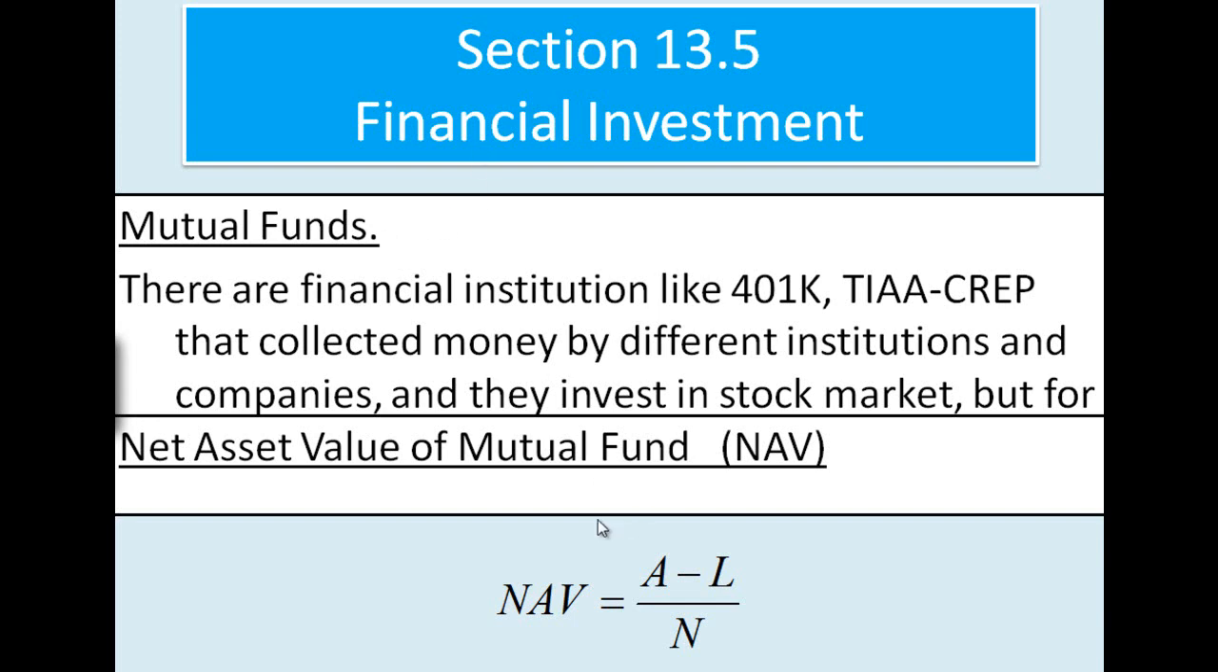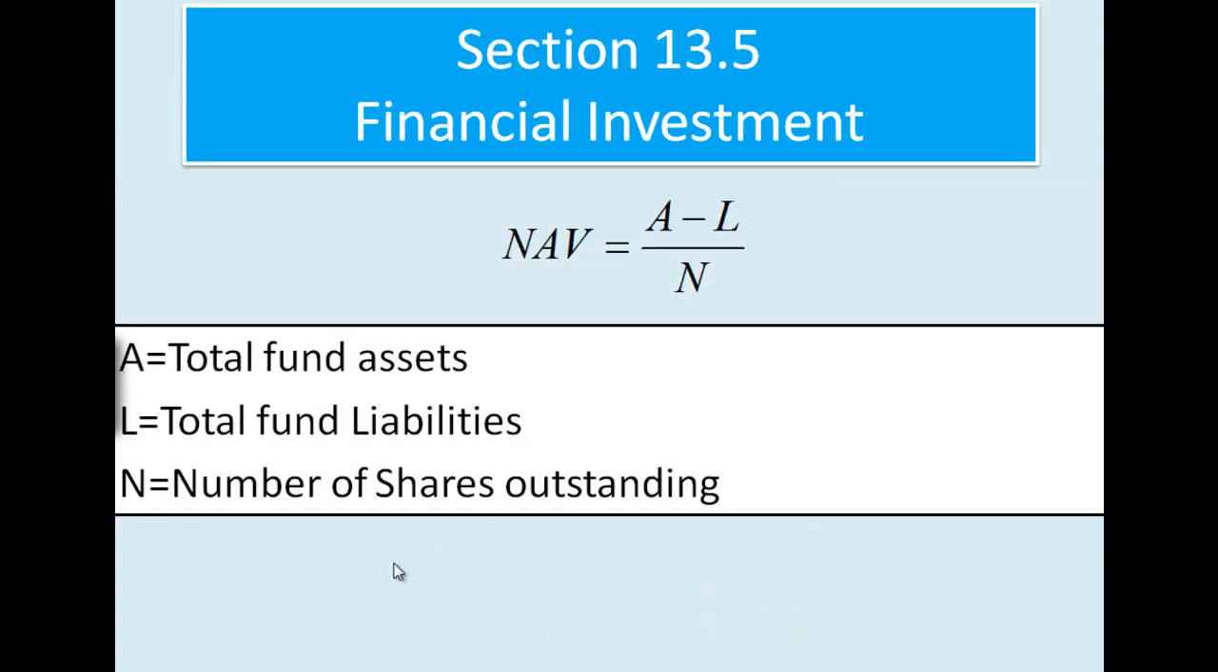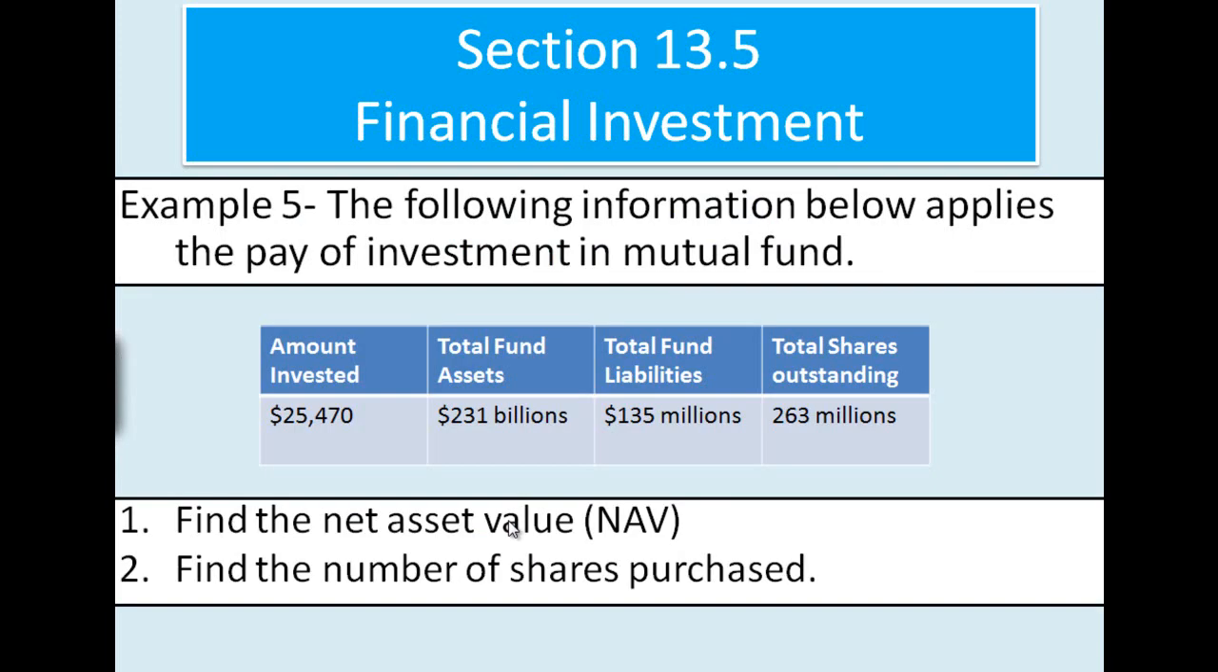And to compute that, we need to define the net asset value of a mutual fund, NAV, which is equal to this formula. A represents the total fund assets, L represents total fund liability, and N is the number of shares outstanding. Let's see one example to understand. What about the mutual fund?